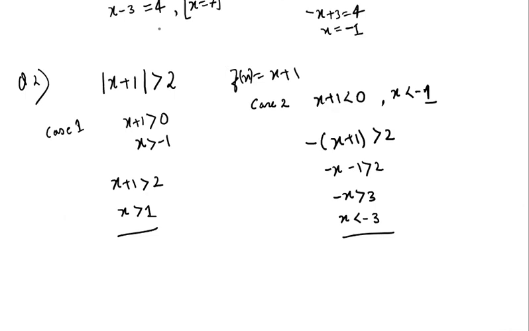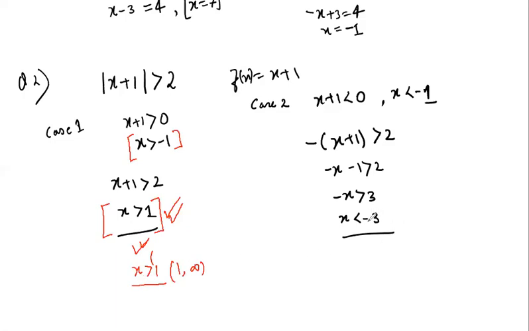Now, what should be your answer? See, when you take x greater than minus 1, and it is greater than 1, which is greater than minus 1, so it is true. This is only possible if x is greater than minus 1. So x greater than 1 is true. If you put anything greater than 1, you will get greater than 2. So that's your first answer: x greater than 1, which is 1 to infinity.